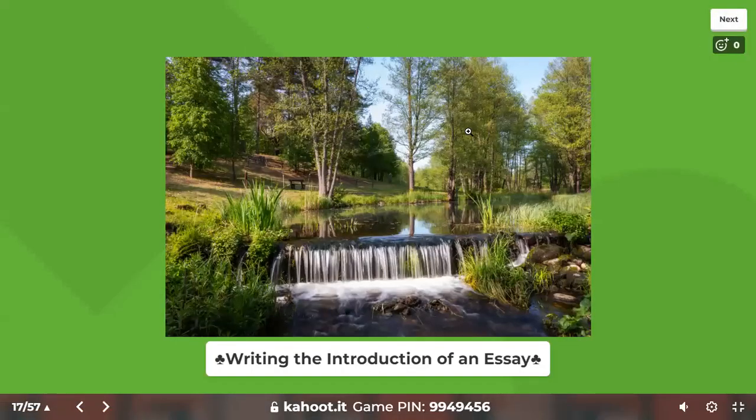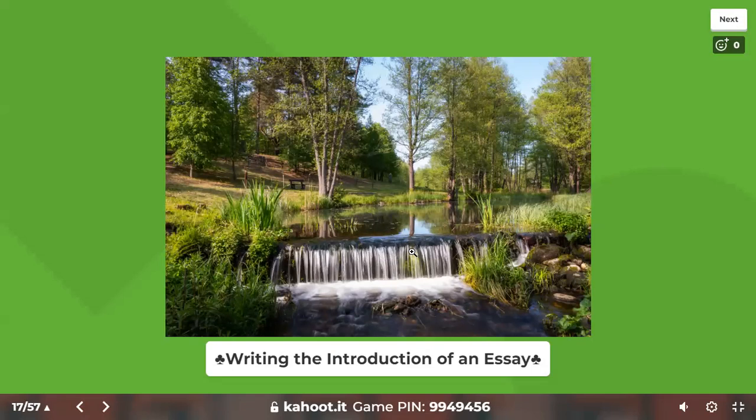Now, you need to roll up your sleeves, because we're going to start writing. Now, writing the introduction of an essay. I have already said that there are 3 sections. We have the introduction, we have the body, and we have the conclusion.